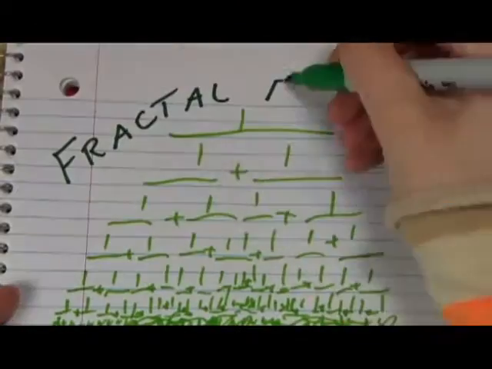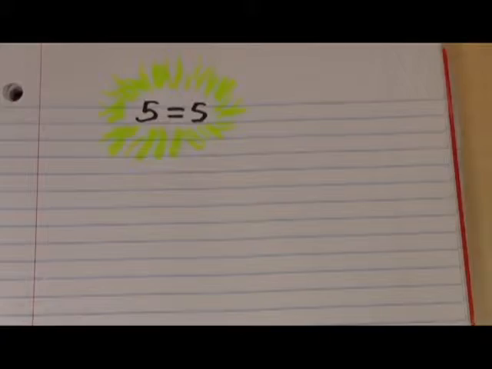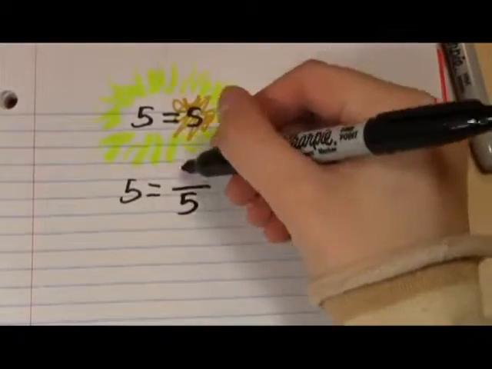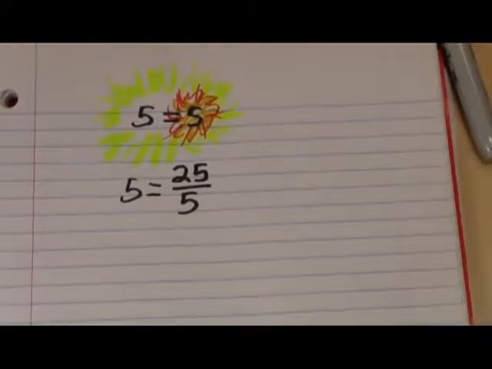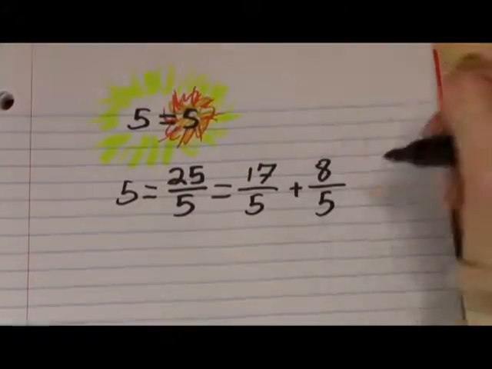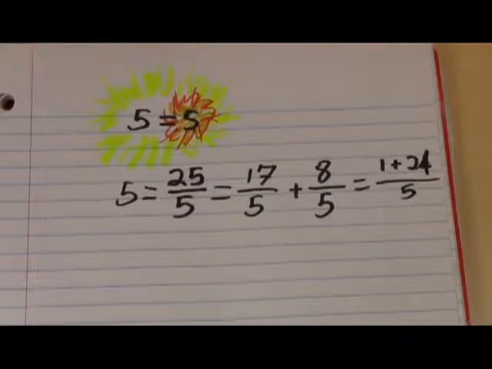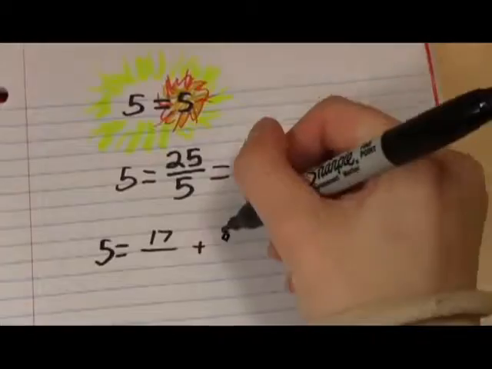Okay, so fractal fractions. 5 equals 5. Bear with me now. Let's explode this 5 into fifths, 25 fifths to be precise. Now I want to split it into two parts, say 17 fifths plus 8 fifths. Could have been 1 plus 24 or whatever, I don't care. Okay, now I'm ready for the fun part.